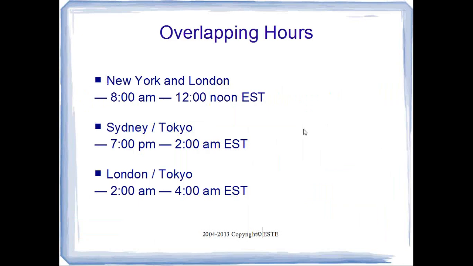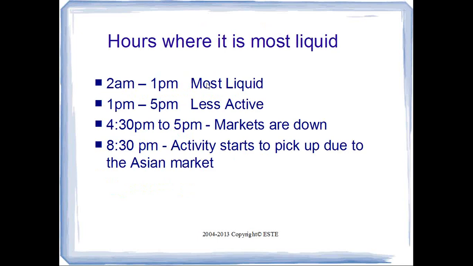Okay, next. So part of the overlapping, New York and London between 8 a.m. and 12 noon, Sydney to Tokyo 7 p.m. to 2 a.m., London and Tokyo 2 a.m. to 4 a.m. They're all Eastern Standard Time. Hours where it is most liquid is from 2 a.m. to 1 p.m. Hence, that's why as part of our live trading sessions, we always take the 11 o'clock movement as 11, 12, 1, 2, which is now 2 a.m.